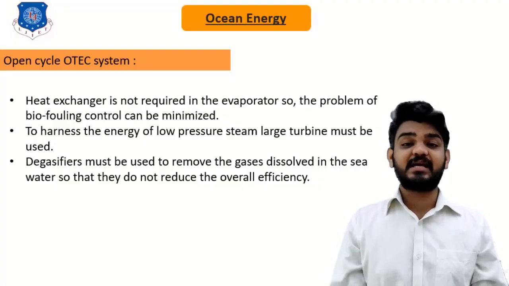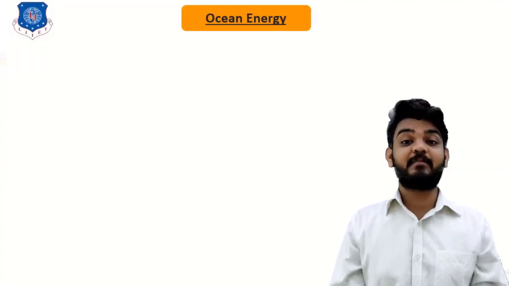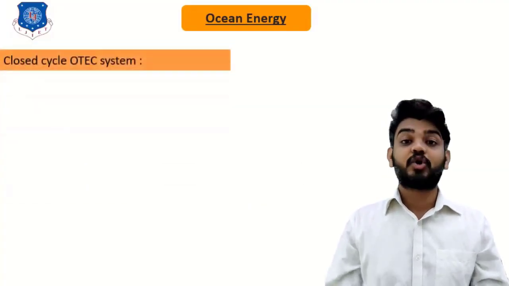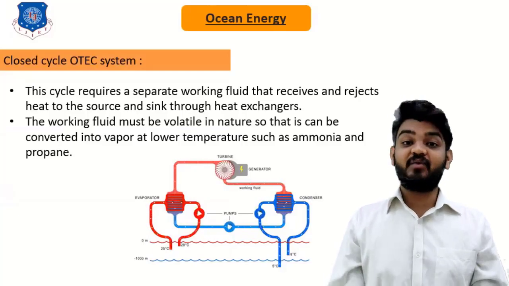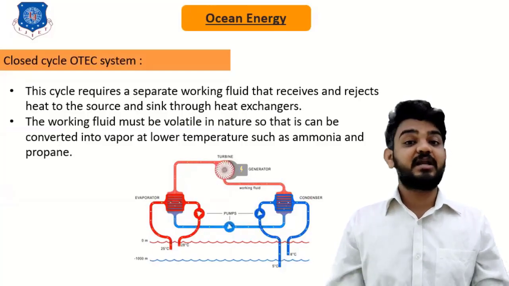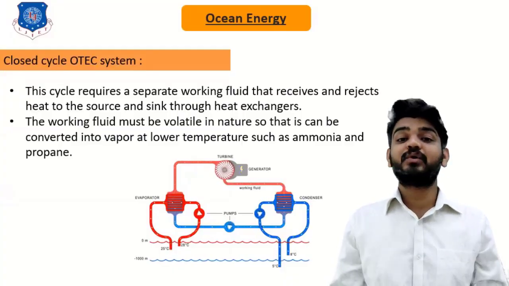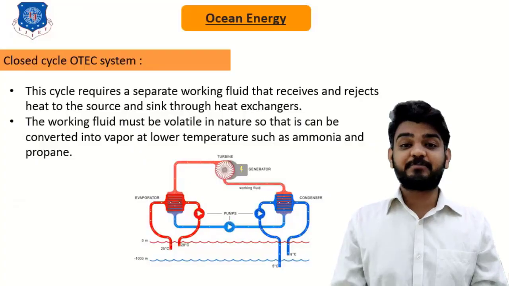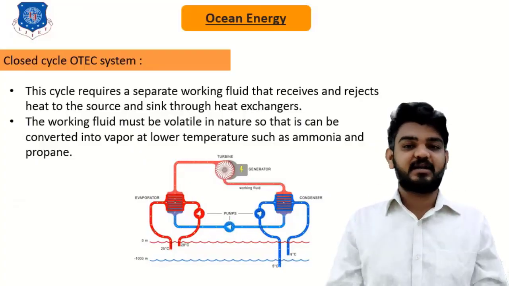Now let's see how one typical closed cycle OTEC system works. Well, the closed cycle OTEC system involves a separate working fluid which receives heat from the source and rejects heat to the sink. For this purpose, the working fluid must be volatile in nature.